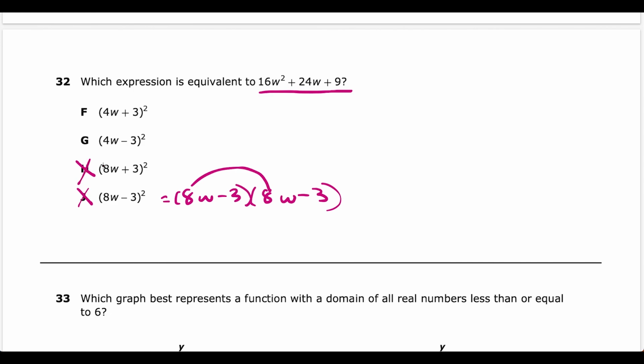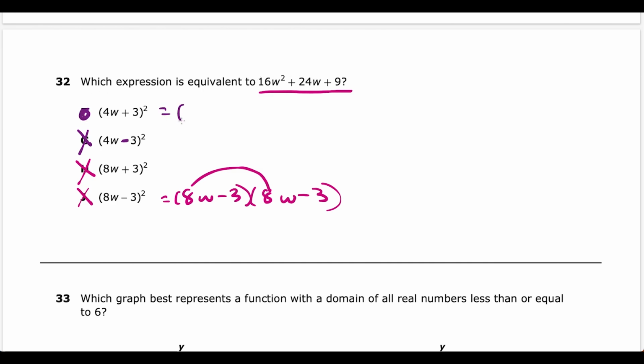And I could also eliminate H for the same reason, that 8w times 8w is not going to give us 16w squared. So now it's between the other two, but then I'm already seeing that G is out. And the reason being, yes, 3 times 3 is 9, and negative 3 times negative 3 is 9. However, this minus sign here tells us that the middle term should be a minus, not a plus. So that's why F is looking good.